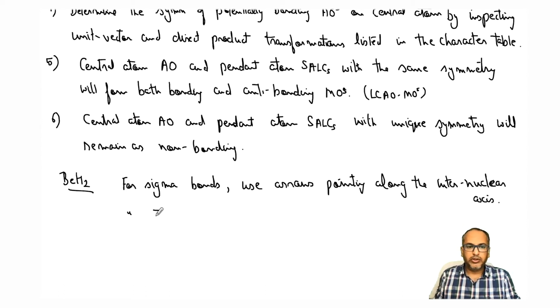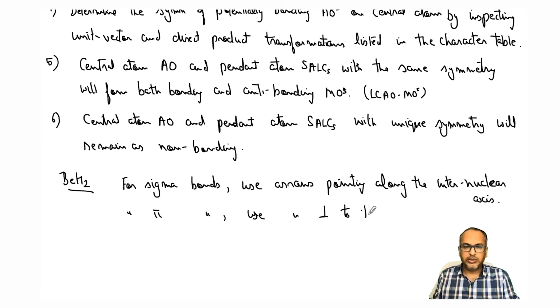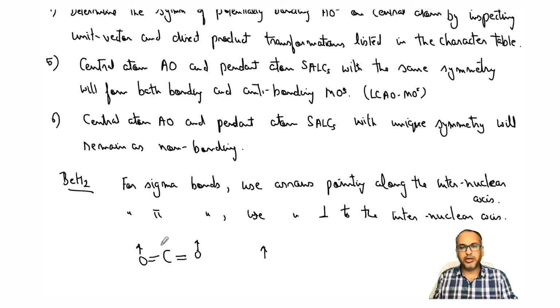And for pi bonds, use arrows perpendicular to the internuclear axis. For example, if you want to consider the case of CO2, then the directional property would be something like this. So you have to consider these arrows. We'll draw them here, these arrows as the basis set.